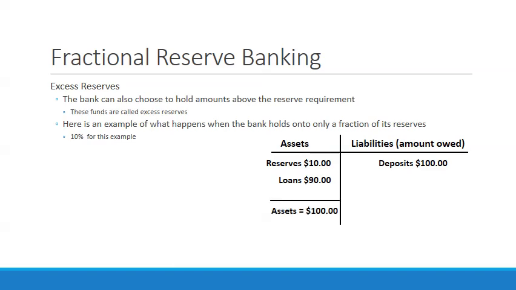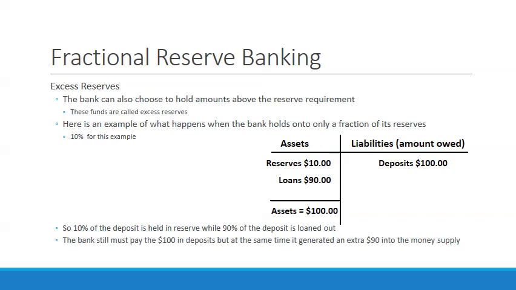So the total assets for the bank are $100 because that's what it's going to owe at all times. So the bank owes $100 based on that deposit. It's loaned out 90 of those dollars and it's kept 10 in reserve based on what the Fed has told them. So 10% of the deposit is held in reserve while 90% of the deposit is loaned out. Now the bank still has to pay the $100 in deposits, but at the same time it generated an extra $90 into the economy. So if you look at the money supply, that person deposited $100. They still have it. Now they've loaned out $90.